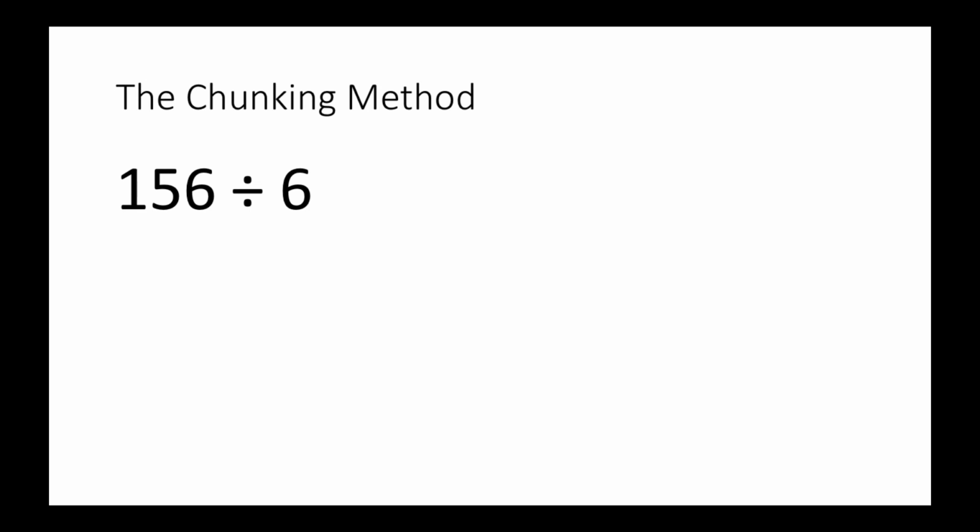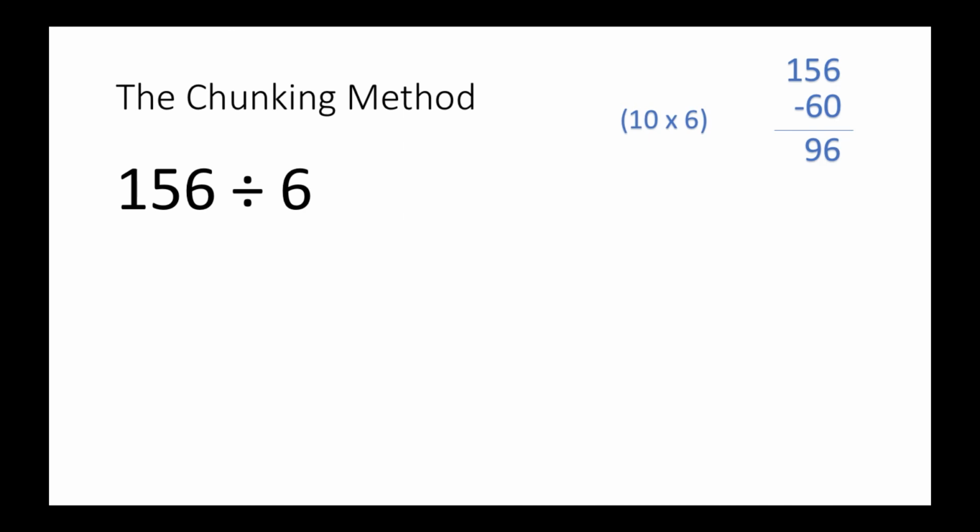So with chunking, what you do is you try and think of a number that goes into the 6 times table here. So this is the number we're dividing by. So try and think of a big number that goes into the 6 times table. So for example, I could do 10 times 6 and that's 60. Okay, so it's quite a big number. Because if you don't know, when we times by 10, we just add a 0 on. So 10 times 6 is 60. Okay, now I'm going to take that away from 156. 156 take away 60 is 96.